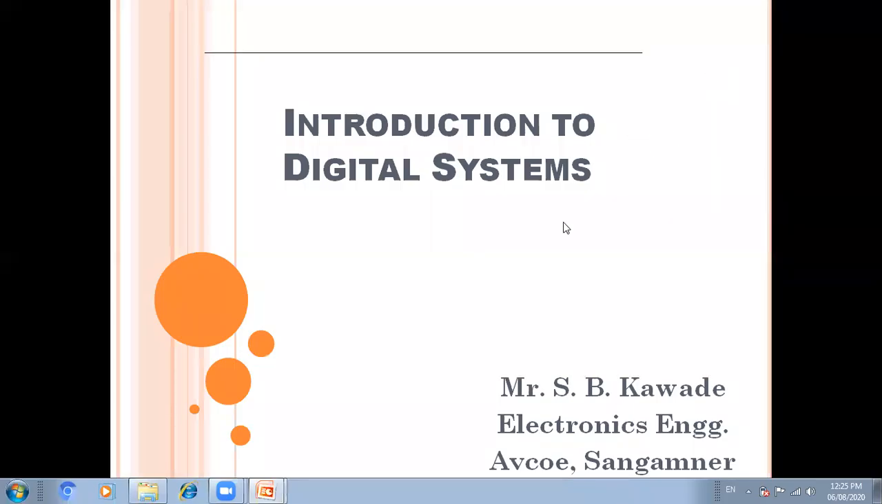Okay, now in today's session, we'll discuss the introduction to digital systems. This is part of the second unit, the design of advanced digital systems with the hardware description language. We have already covered a few parts of that second unit, that is, the hardware description language, HDL.